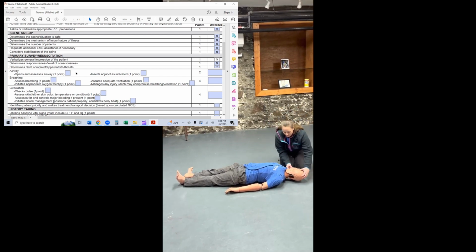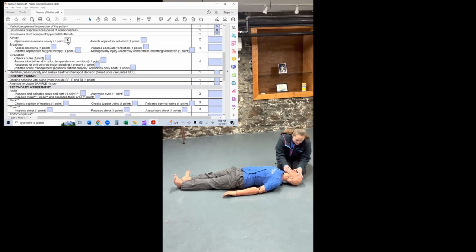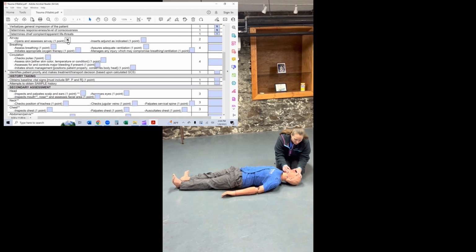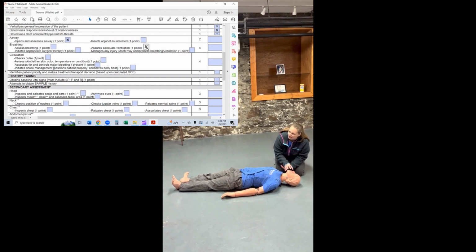I'm gonna check his airway. Do I see anything in his airway? Patient is snoring and gurgling red tinged frothy sputum. Okay, I'm gonna suction the airway. Is the airway clear now? Yes. Okay, and I'm gonna go ahead and check his respiratory rate.